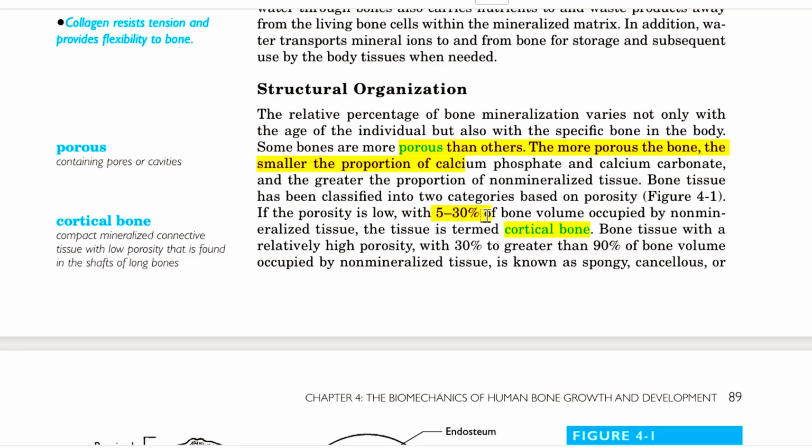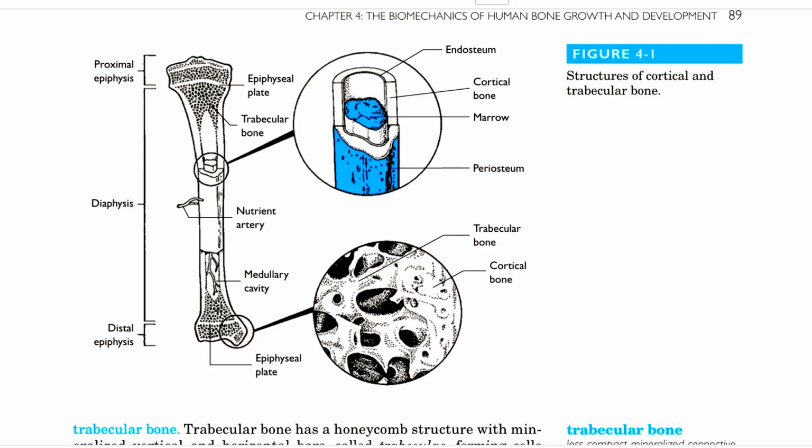You mainly find cortical bone in the shafts of long bones like the femur because these bones need to support our body weight. So majorly, cortical bones are found in the shafts of long bones, specifically the femur, because they have to bear most of the weight of our body.